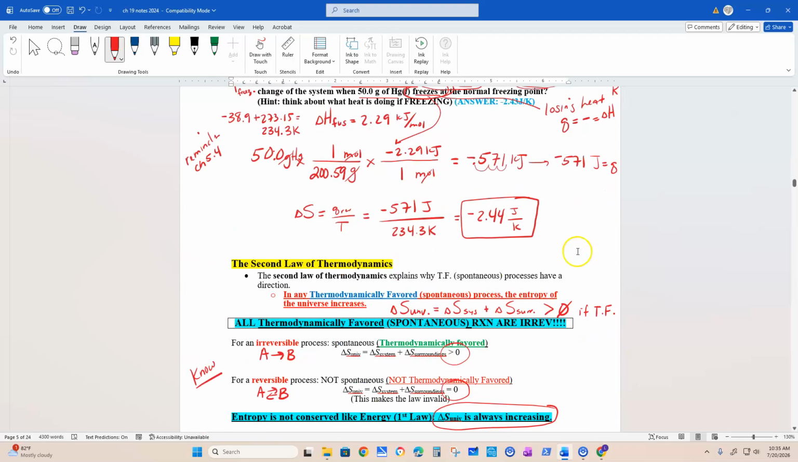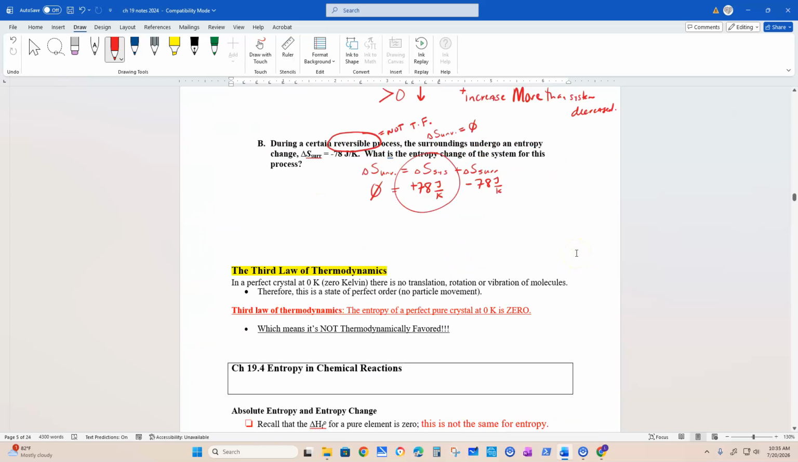Okay, one last thing, third law of thermodynamics, very simple law. A perfect crystal, which means we're talking about a solid. At 0 Kelvin, there is no translation, no rotation, no vibration, which means you literally have stopped movement. It's the only time you have no movement whatsoever. That means this is a state of perfect order, no particle movement, which means the third law says if it's a perfect solid crystal, your entropy will actually equal 0.